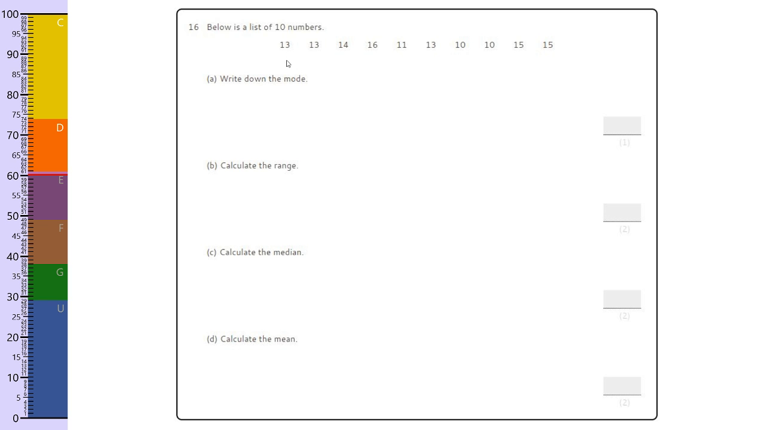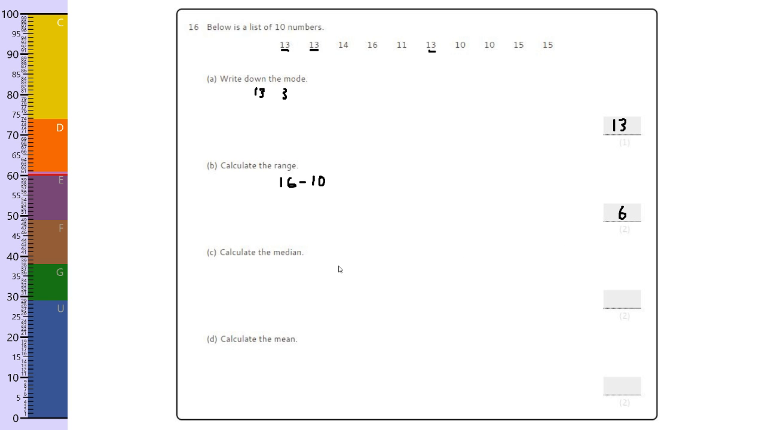First thing to do is the mode. Now mode means most common, so 13 comes up 1, 2, 3 times. I'm just going to write that down. 13 is 3. 14 comes up once, so it's not going to be 14. 11 comes up once. 10 comes up twice. 15 comes up twice. Okay, so there's nothing else that comes up 3 times, therefore 13 is the mode. The range is the biggest, take away smallest. So looking there, I think the biggest is 16, and the smallest I think is 10. So it's 16 take away 10, which is 6.